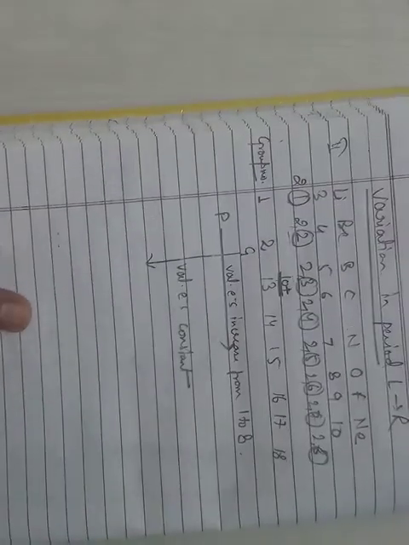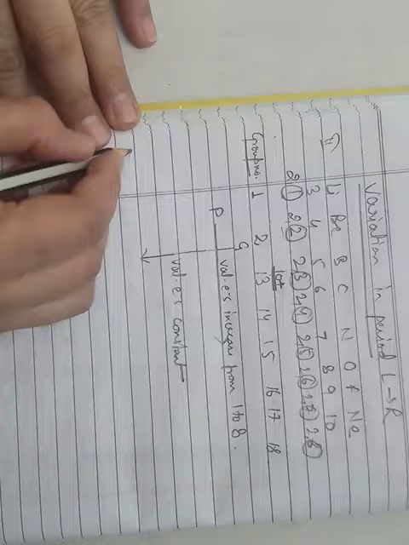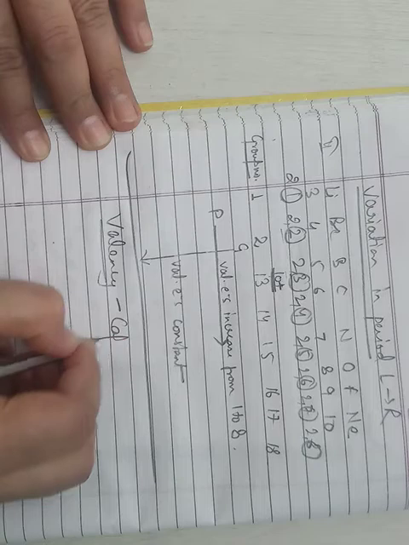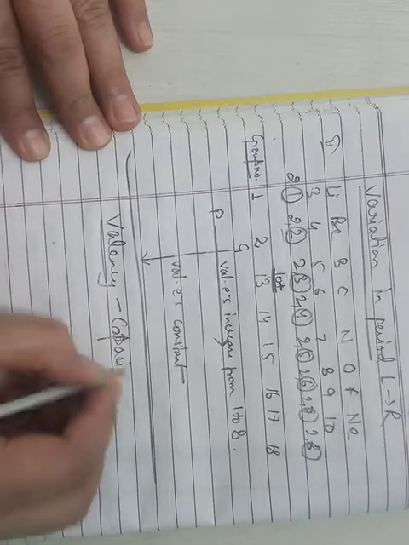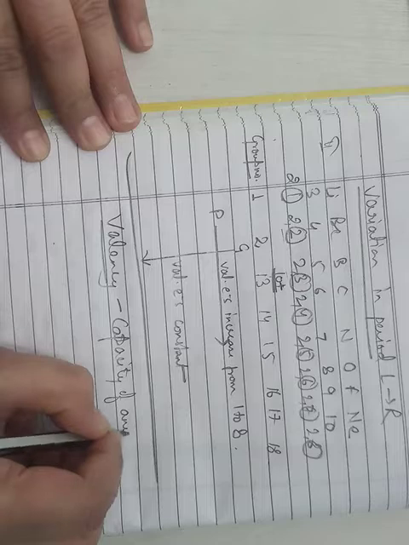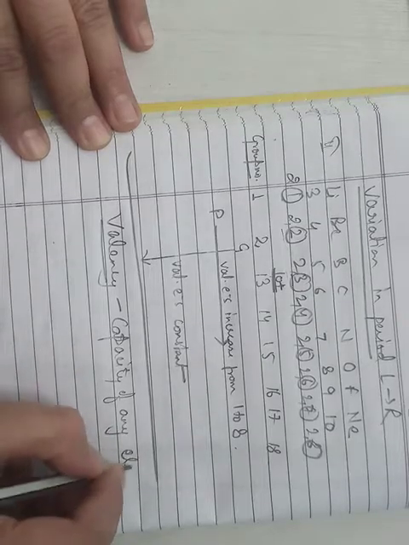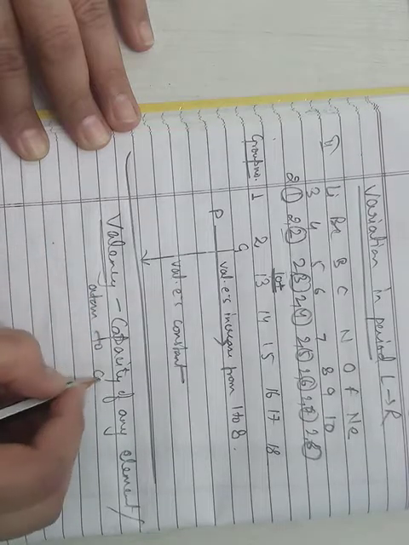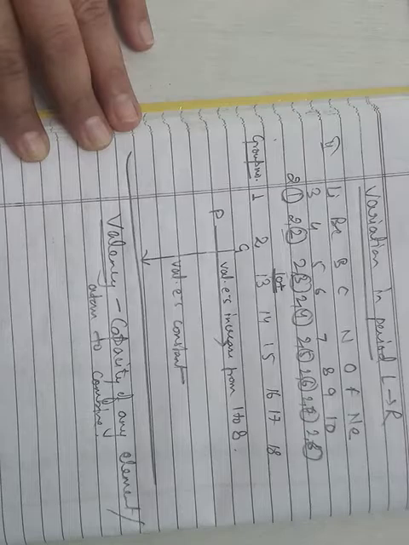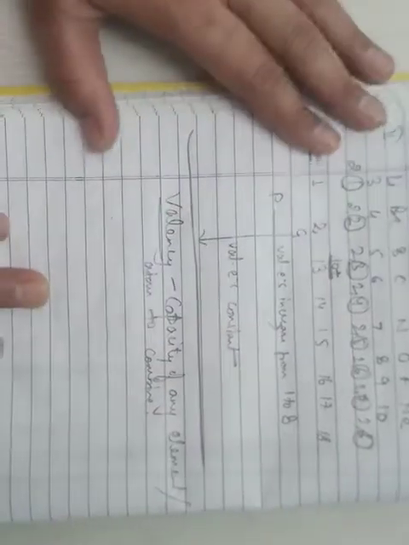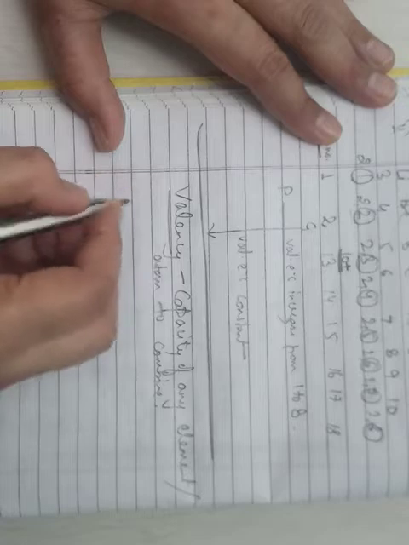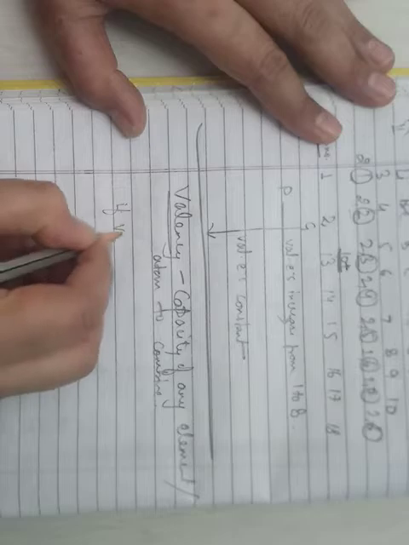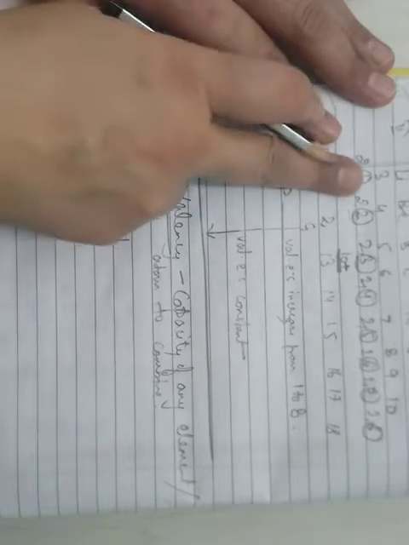So let's see the next trend, trend number 3, and that is valency. We define valency as the capacity of any element, or you can say atom, to combine. Now how to take out the valency of a certain atom? Valency can be taken out by the valence electrons, which can be from 1 to 8.